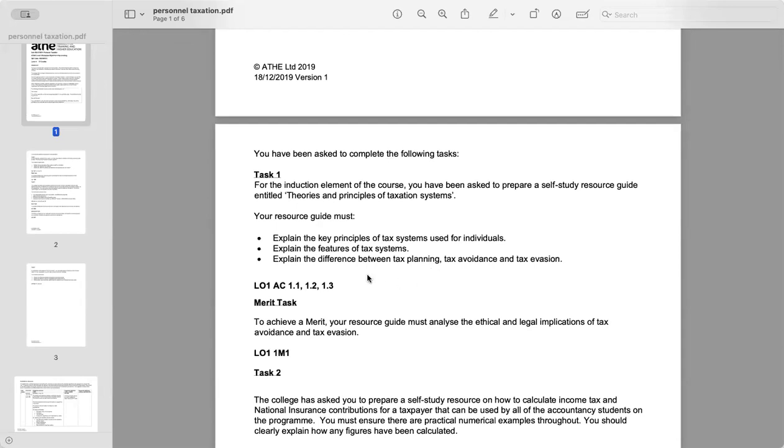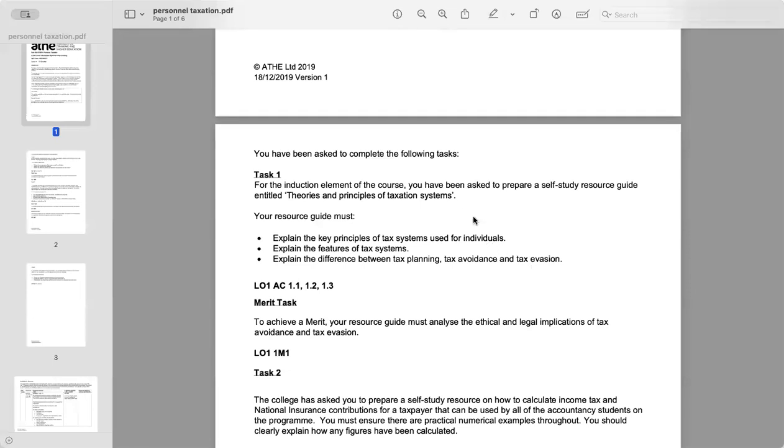Lastly, in this task you will address tax evasion. Explain the difference between tax avoidance and evasion. Tax evasion constitutes criminal conduct aimed at intentionally avoiding tax obligations. You have to emphasize the severe consequences of tax evasion, including legal penalties and damage to societal trust in the tax system.